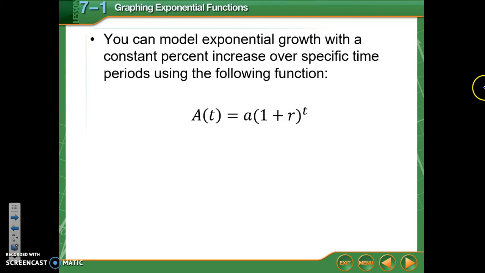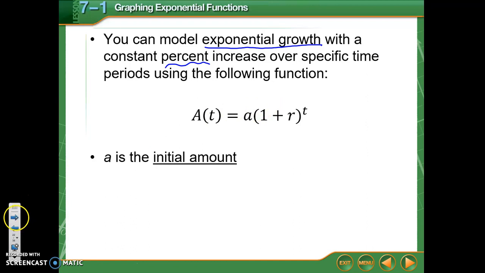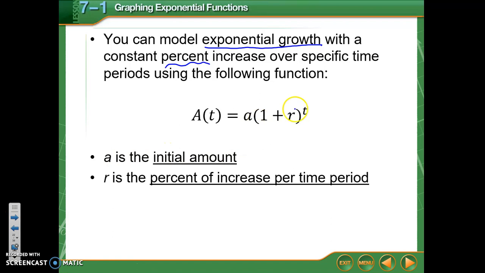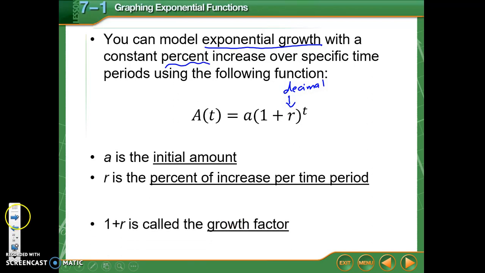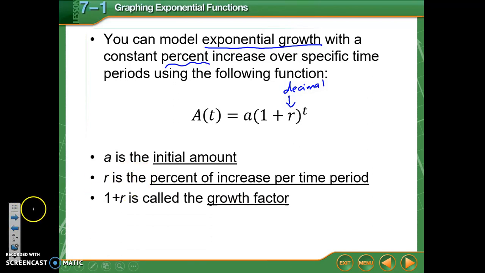All right, sometimes we model exponential growth, particularly in like population or interest problems. It has a constant percent increase over a specific time using this function: A of t equals a times 1 plus r to the t. A, lowercase a, is our initial or our starting amount. r is the percent of increase. Make sure you write that as a decimal, not as a percent. And t is the time.